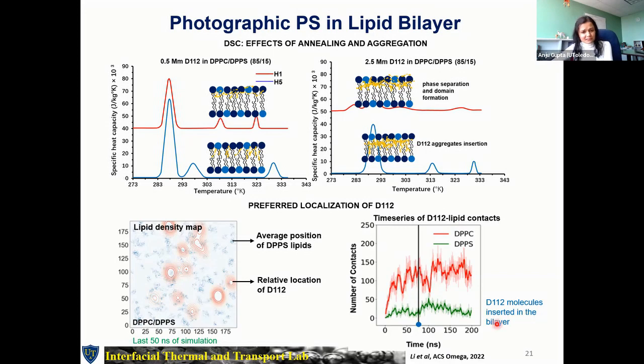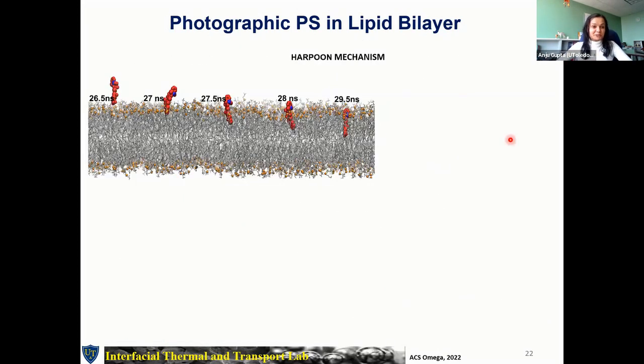Then they also did some time series studies as to if you have a lipid bilayer of DPPC, DPPS all together, at what point the molecule will come in contact with the lipids and how well they insert in the bilayer. So I'm going to show you this mechanism through these videos. The first mechanism that we'll look at is the harpoon mechanism. And based on the time series study, we noticed that the first contact was made at 26.5 nanoseconds.